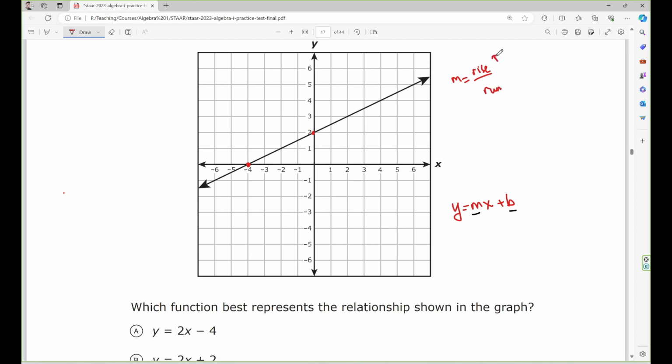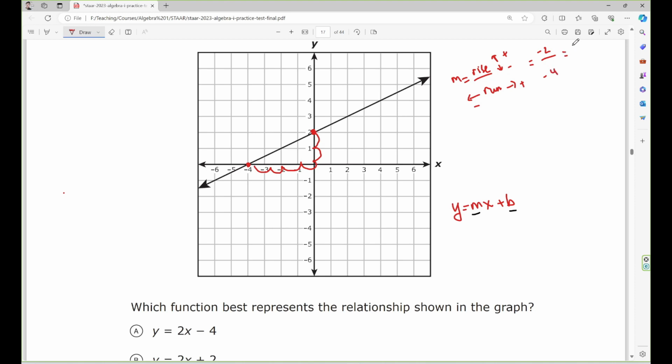Right, go up, positive. Go down, negative. Go to the right, positive. Go to the left, negative. Alright, now I start from here. I go down 2 units, so it could be negative 2. And then I go to the left, 1, 2, 3, 4. So it should be negative 4.